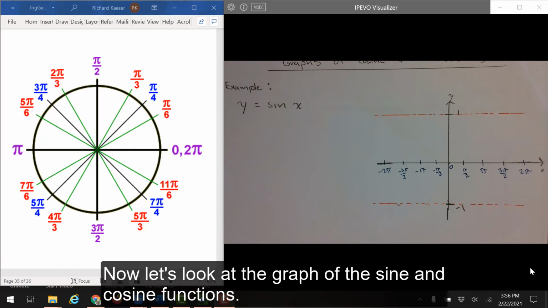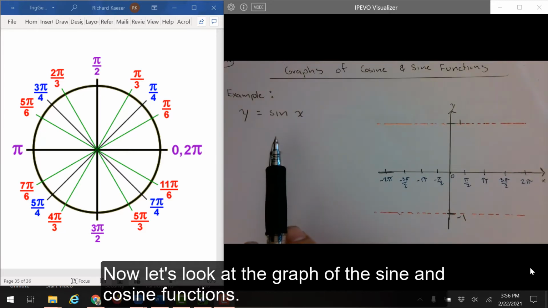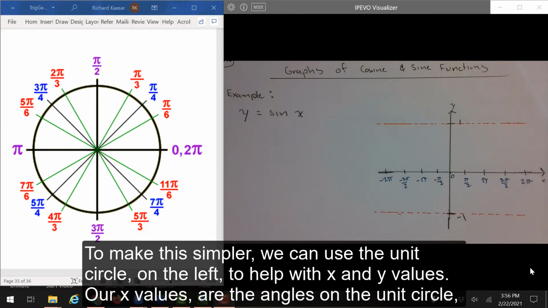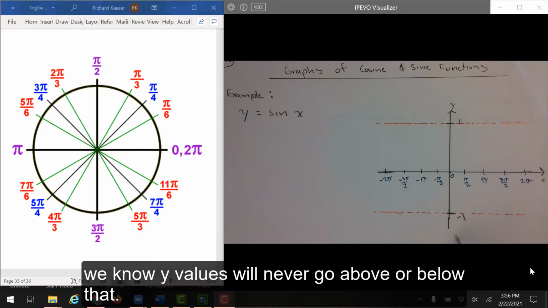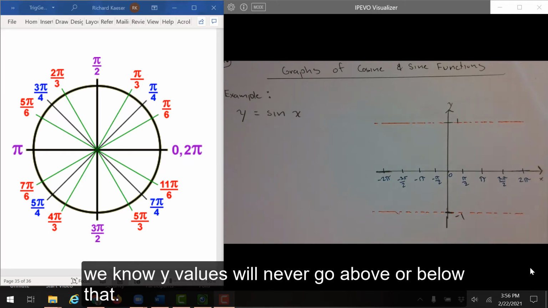Now let's look at the graph of sine and cosine functions. To make this simpler, we can use the unit circle on the left to help with x and y values. Our x values are the angles on the unit circle, and y values are the y values on the unit circle. Since the unit circle has highest or lowest values of plus or minus 1, we know y values will never go above or below that.